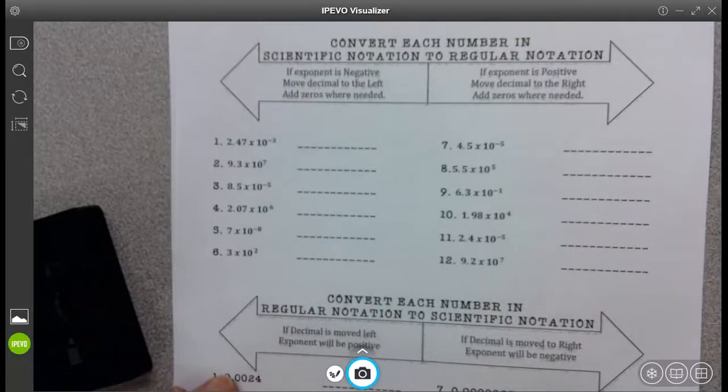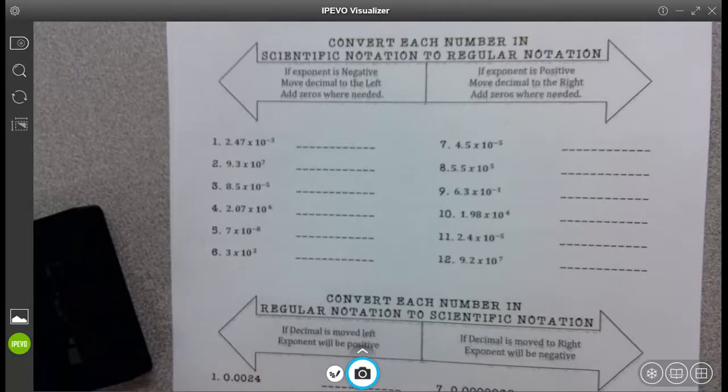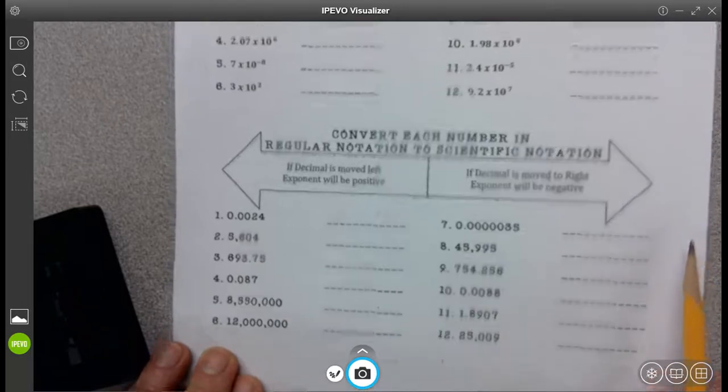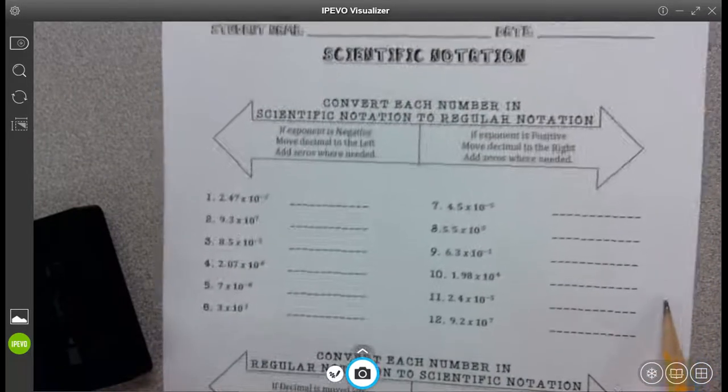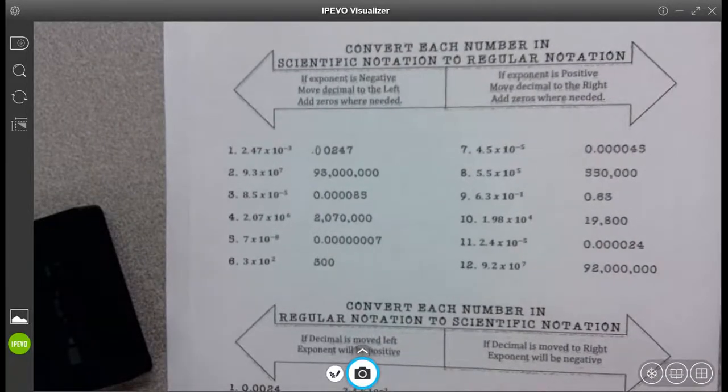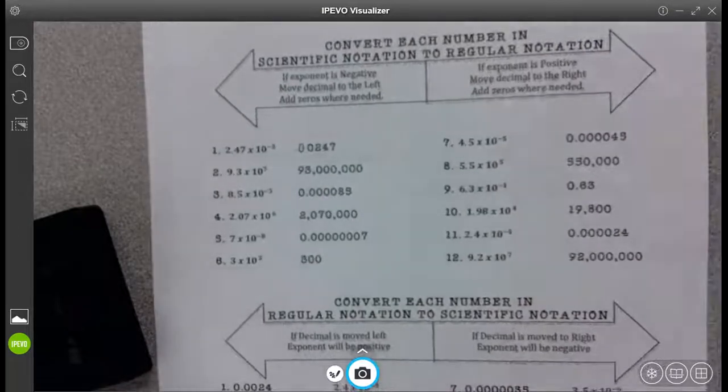Convert each number in scientific notation to regular notation. Okay? And then at the bottom, convert each number in regular notation to scientific notation. Okay, I want you to try the top and the bottom and then pause, and we'll go over. Also, you can check your answers on the back if you wish. Okay, one moment. Okay, sorry about that.